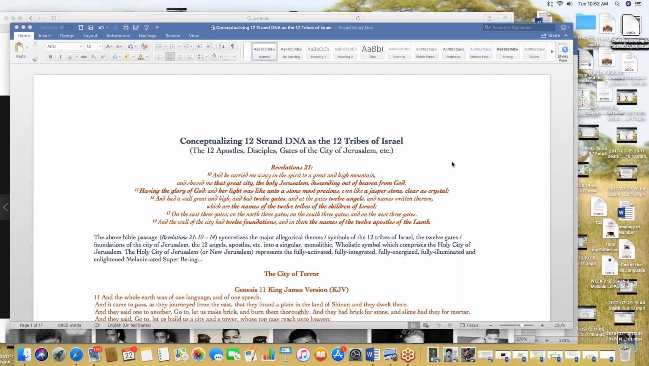realizing that the 12 disciples, the 12 apostles, 12 tribes of Israel were not, in fact, historical characters or historical realities, but were allegories that refer to or point to one of the most important topics for any of us that we can discuss. This is pivotal because it's talking about the activation of our 12 strand DNA, the activation of our 12 strand DNA.